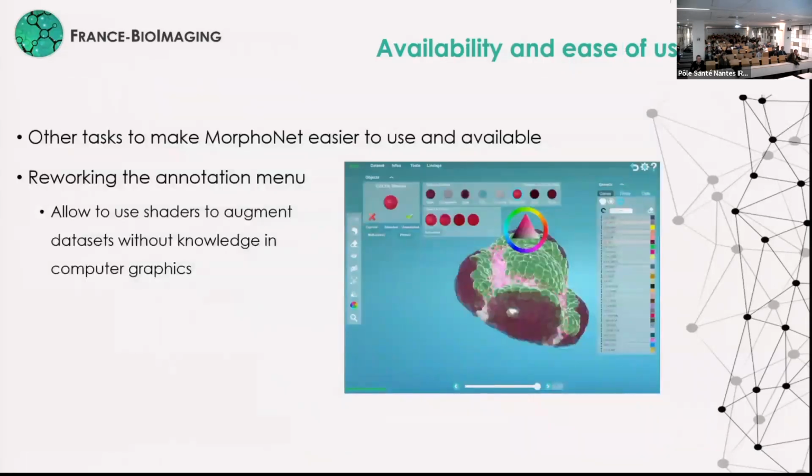So this also paved the way for other plugins such as in Napari, but I'll talk about this a bit later. On two other things that we did was to make the Morphonet more available and easier to use. So for instance, one of the other tasks I did was to rework the annotation menu. Using this menu, you can give labels to cells and also colors, shaders. And the idea was to rework it so biologist users could use shaders and have a bunch of features without any knowledge in computer graphics.